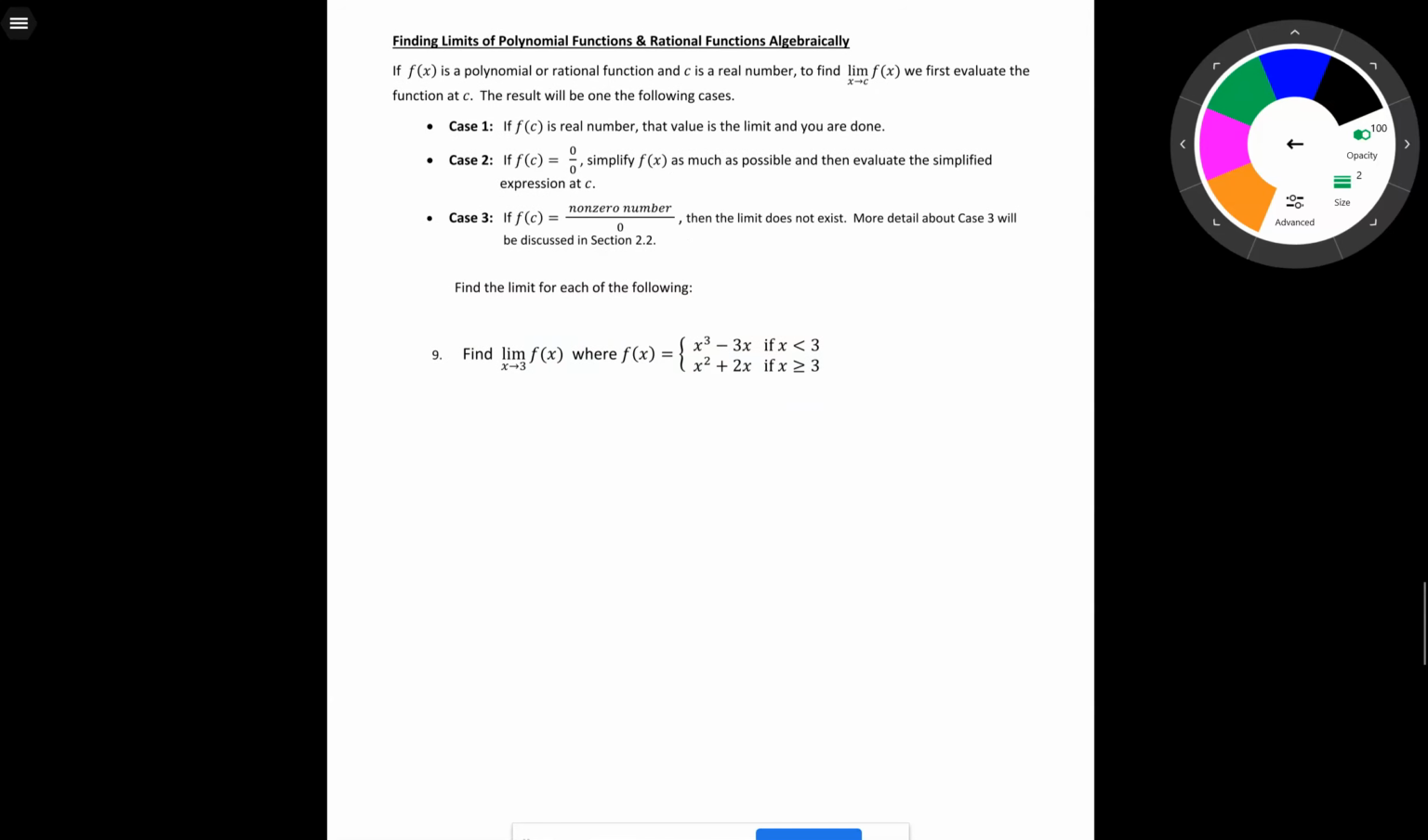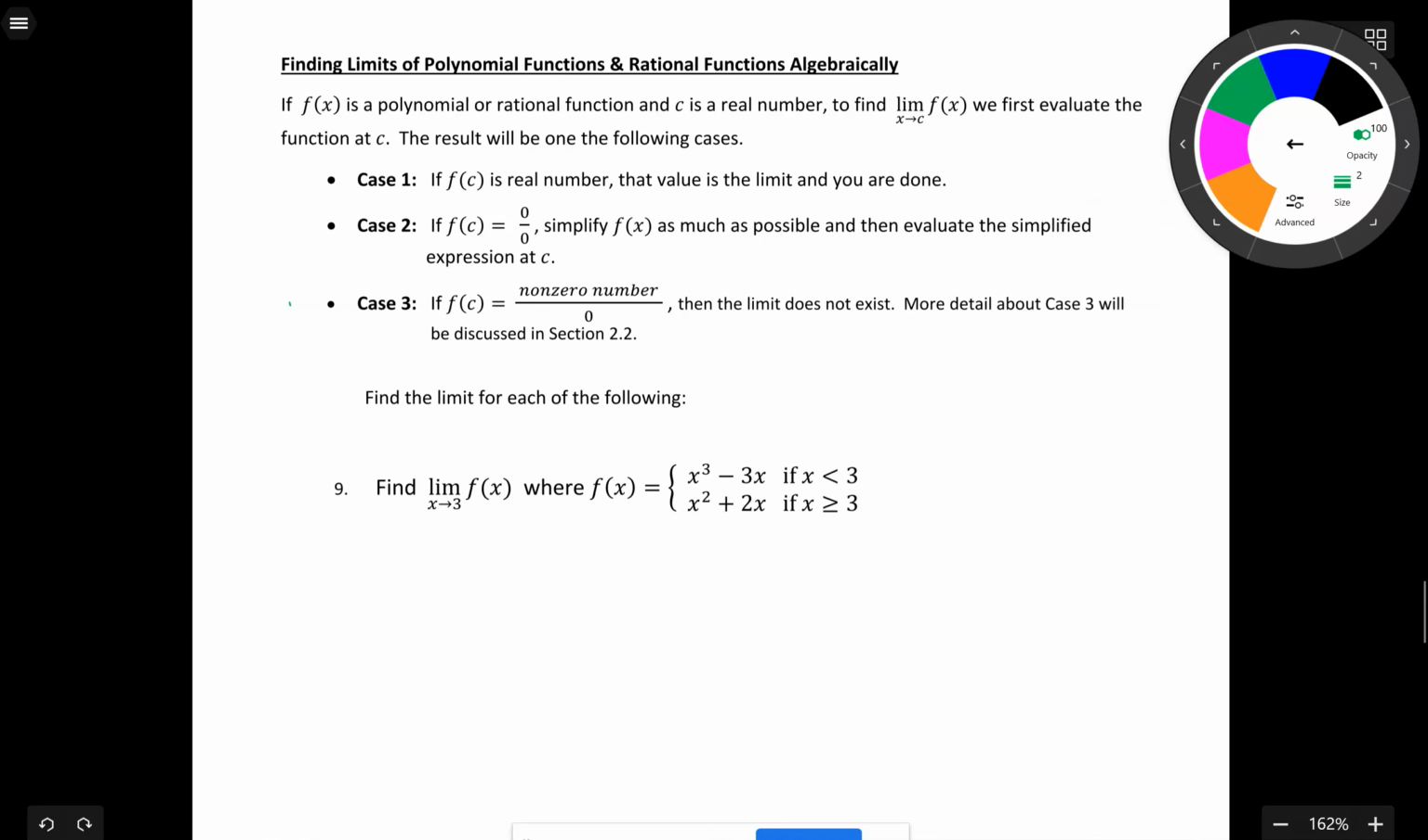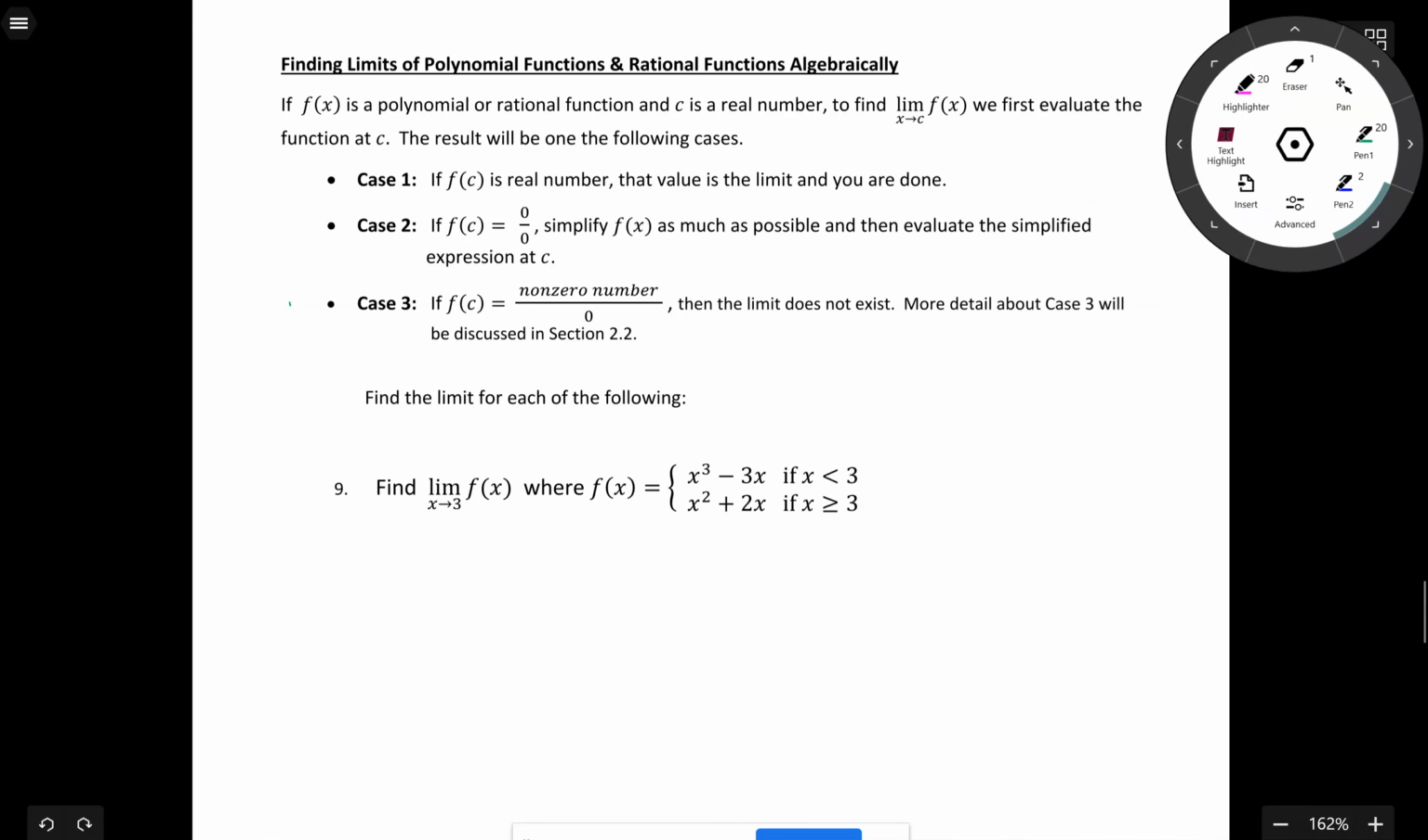Okay, here we go. One more problem. Is it going to be a case 1, a case 2, or a case 3? I don't know. But it is what we call a piecewise function. So you should have seen piecewise functions in your algebra class. Let's talk a little bit about what they mean. If you need to research a little bit, it's called piecewise function.